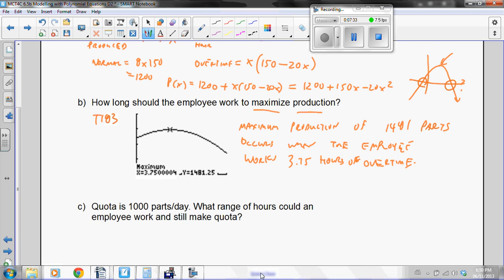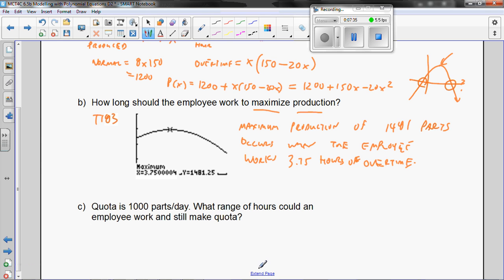Quota, and that's not 25 cents. That's not what quota is. Quota is 1,000 parts per day. What range of hours could an employee work and still make quota?